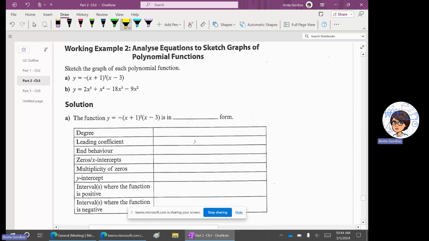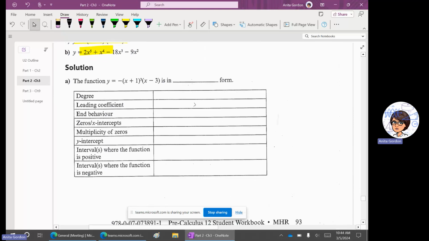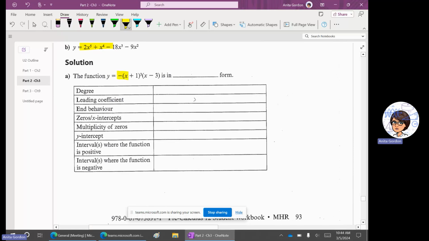Given the function, so we're going to analyze these two here. Given the function negative (x plus 1) cubed (x minus 3). This is in factored form, right? This is a factored polynomial. In order to identify the degree, we're going to count how many x's are represented here. I see an x here with multiplicity 3, so this is 3 x's, and an x here, so that's 1 x, so that means our degree is a total of 4.